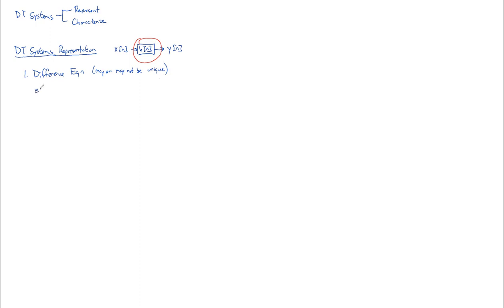So it's easiest, I think, to show this with an example. I'm going to talk about an accumulator. An accumulator has an output that's equal to the sum of all the inputs, starting at negative infinity all the way up to n. So in other words, it just accumulates whatever comes in. And another way that we could represent that more compactly would be as the sum from k equals minus infinity up to n of x of k. This is one example of a difference equation.